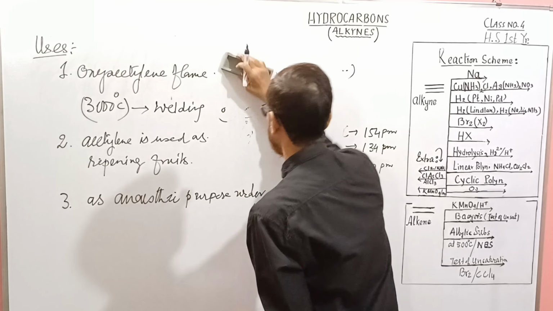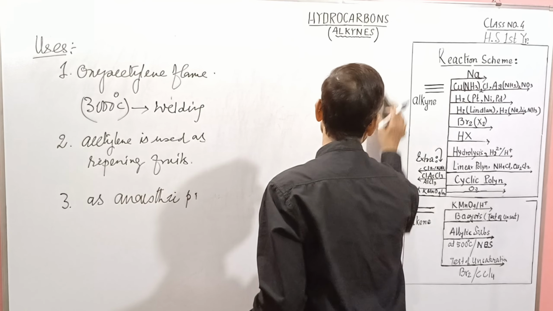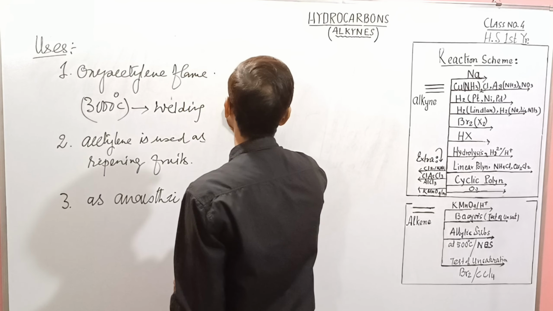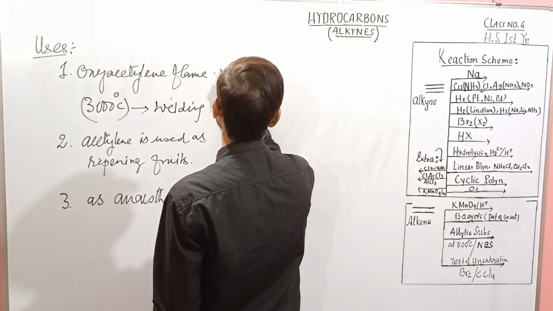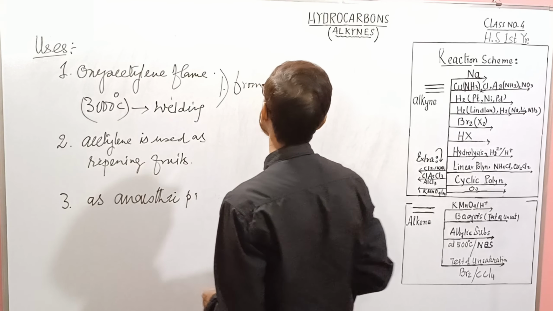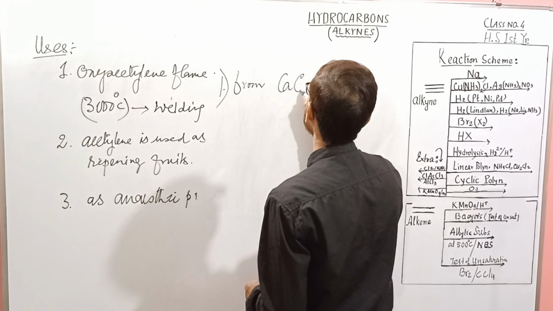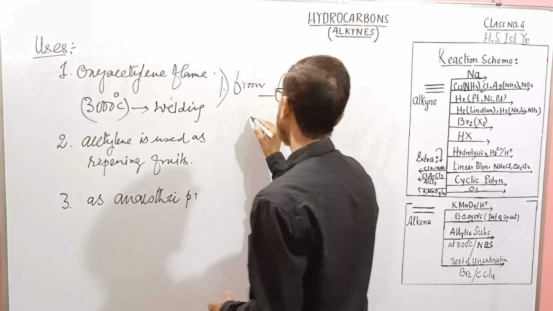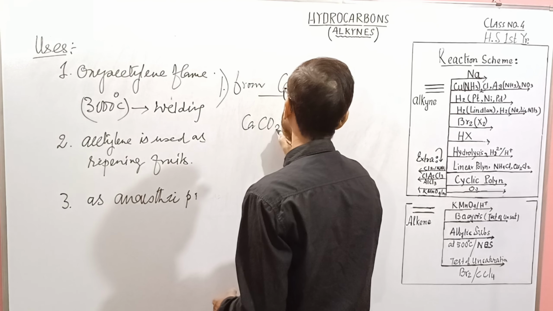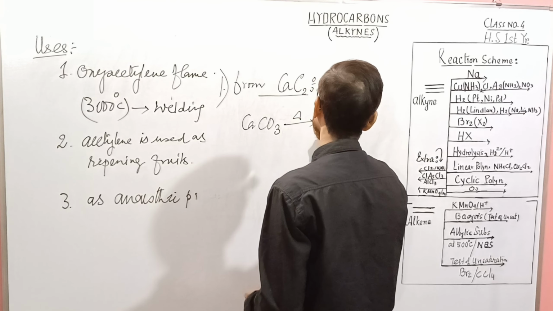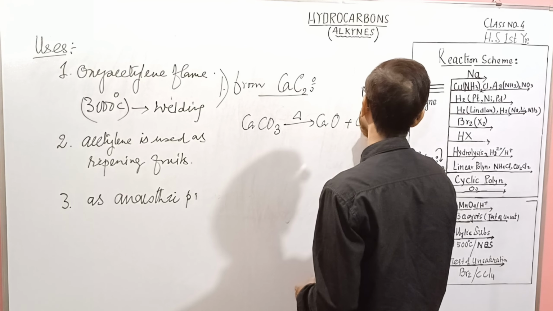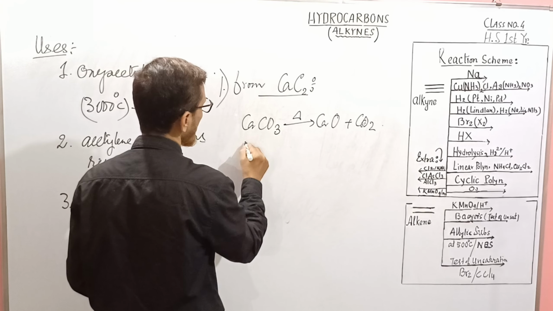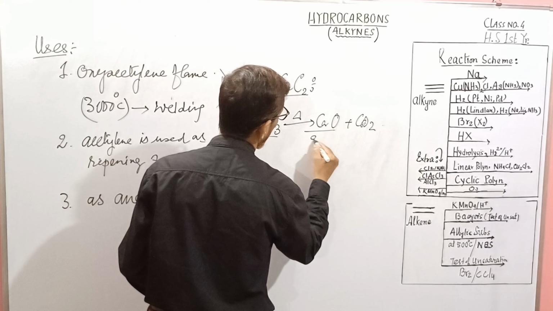Now, preparation. In your book, there are only two preparations of acetylene. Number 1, from calcium carbide. So how will you get calcium carbide? You see, calcium carbonate, when heated, gives calcium oxide and carbon dioxide gas. This is limestone, and its other name is quicklime.